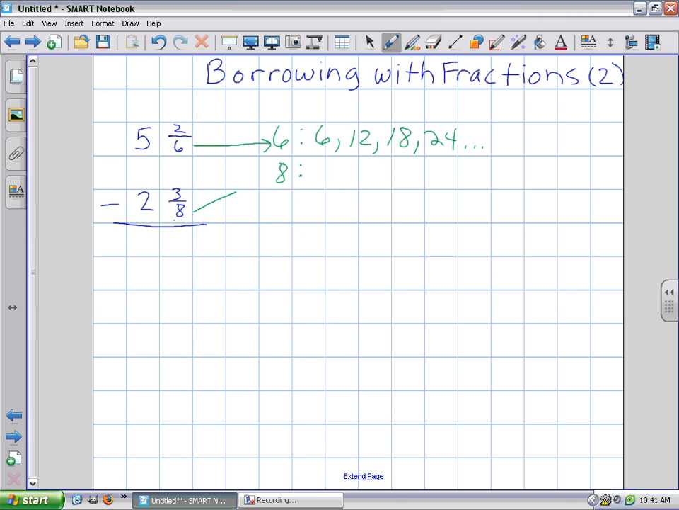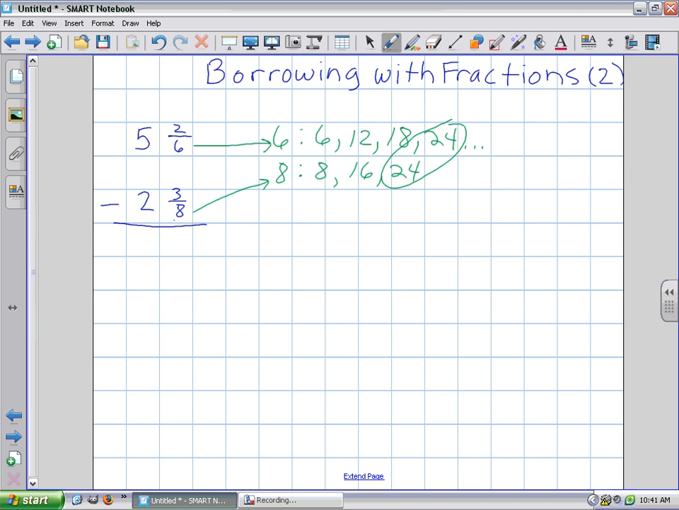We do the same thing for the 8. We get 8 times 1 is 8, 8 times 2 is 16, 8 times 3 is 24, and yes, I could keep going, but I'm not going to because I can see that I found one that they have in common, and that is 24.